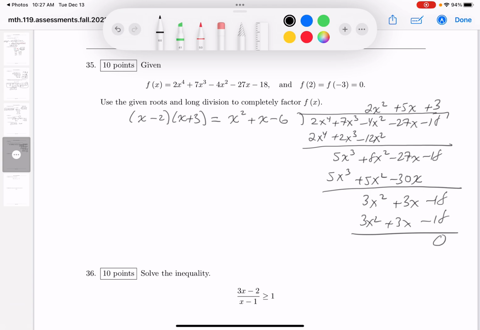Well, as expected, it worked out pretty nicely. So what do they want me to do? They want to factor it. So let's write this down. F of x is equal to x minus 2, x plus 3, 2x squared plus 5x plus 3. I can continue to factor that.